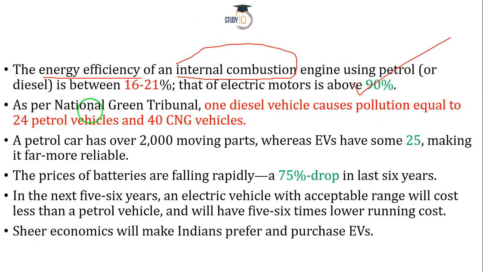The second thing is that the National Green Tribunal has recently said that one diesel vehicle causes pollution equal to 24 petrol vehicles and 40 CNG vehicles. Imagine how brutal diesel is for our lungs and for our environment. The other thing is that electric vehicles have some 25 parts, right? This may look large, but if you compare it with a petrol engine, they have some 2,000 moving parts, so wear and tear is going to be less.